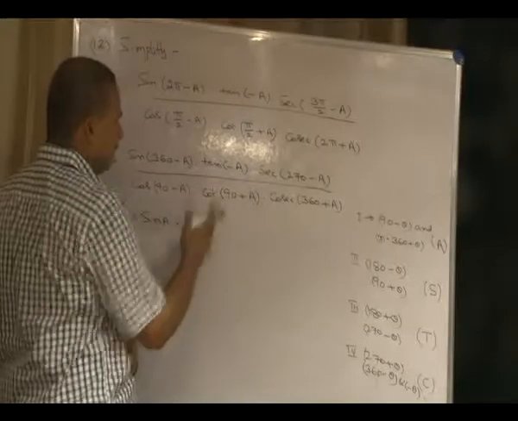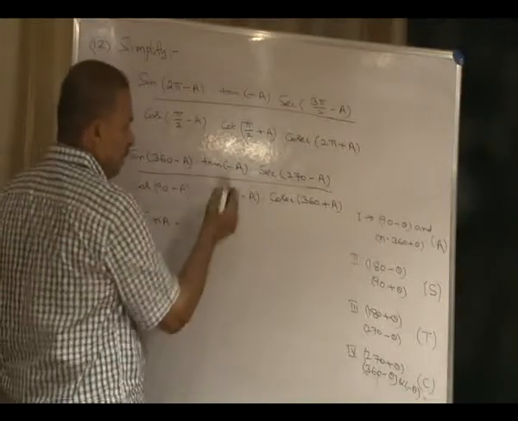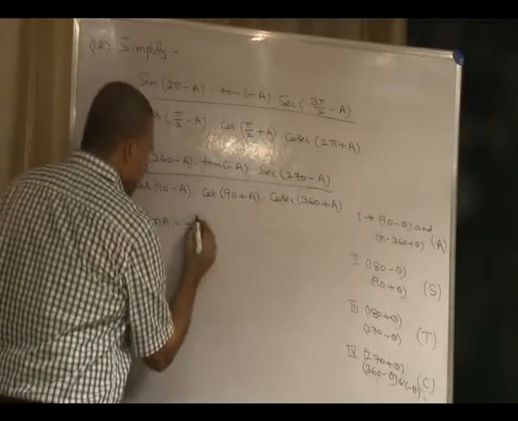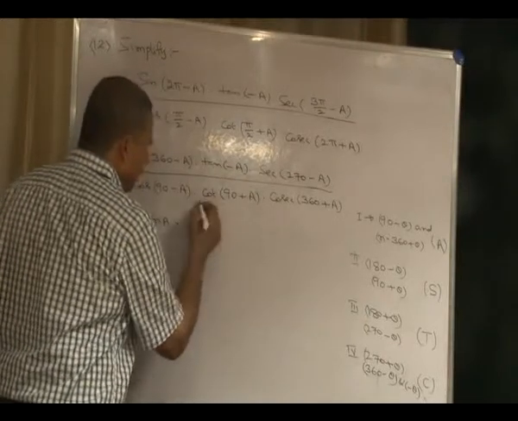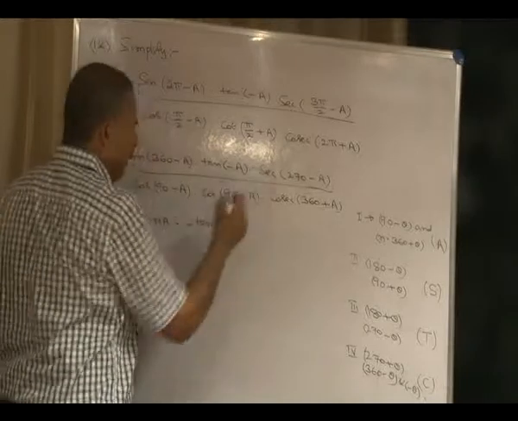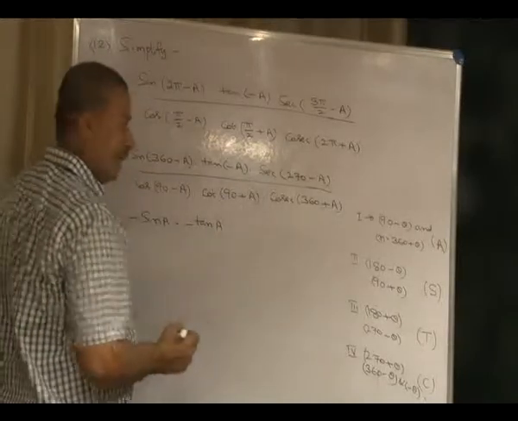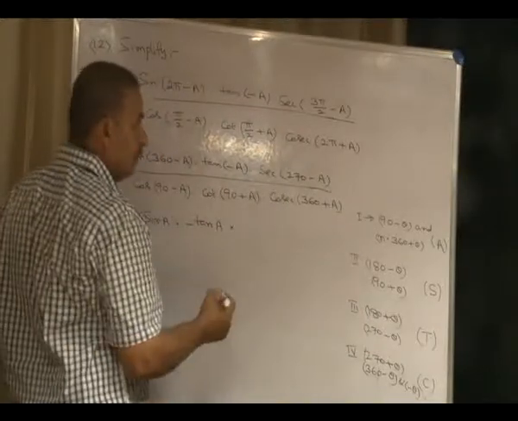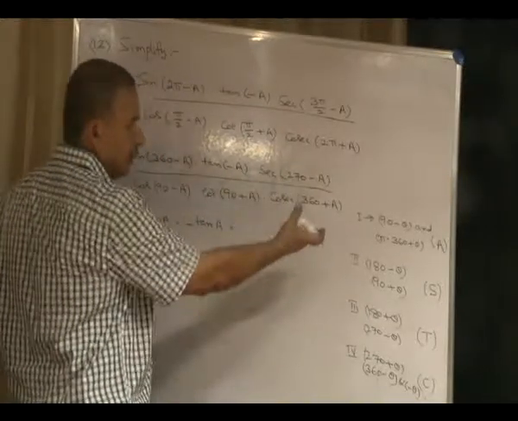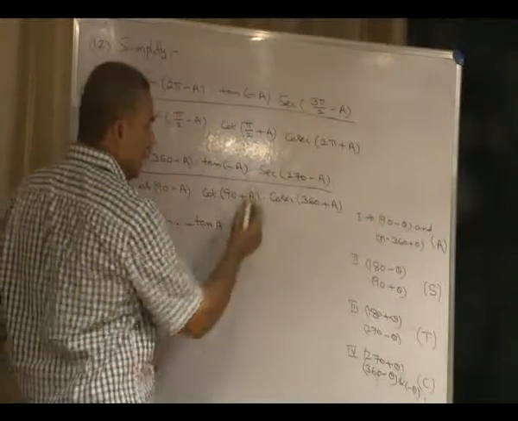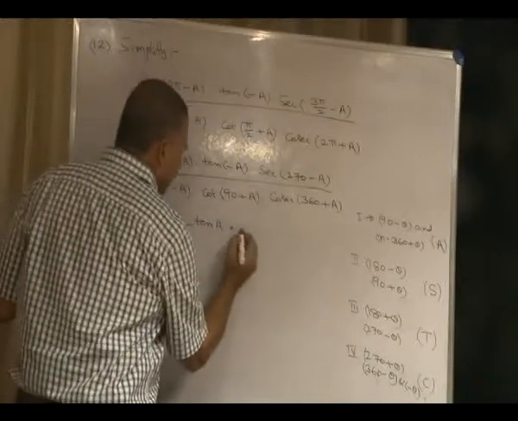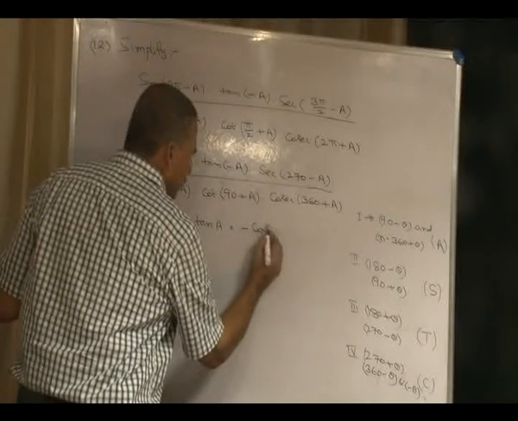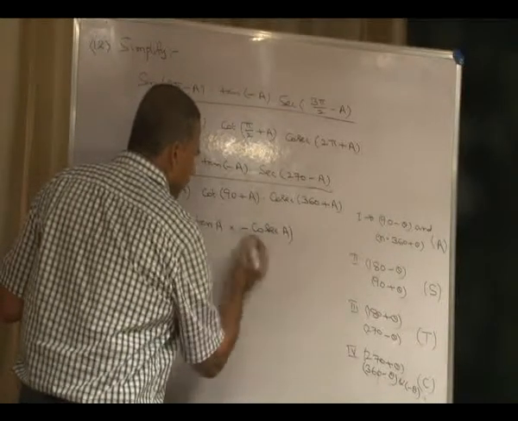Minus a comes under the fourth quadrant. In the fourth quadrant tan is negative. In minus a, the same ratio, that is minus tan a. Tan of minus a is minus tan a. 270 minus a comes under the third quadrant. In the third quadrant secant is negative, and in 270 minus a, secant changes to cosecant, that is cosecant a.